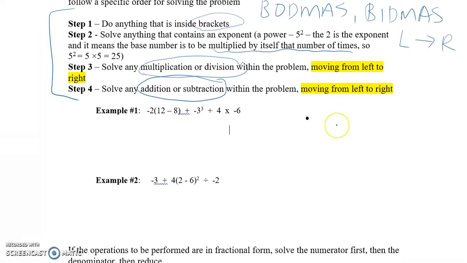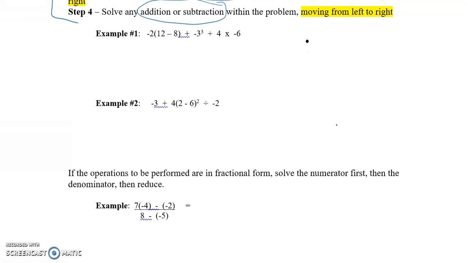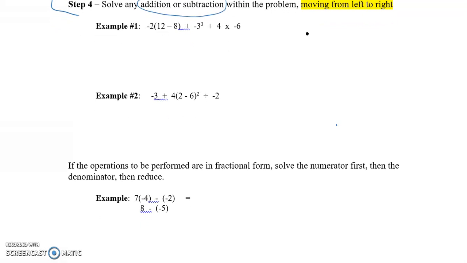Okay, so what we're going to do now is we're going to have a go at some example questions, and then I'll probably let you guys try some. So first example, we want to put an equal sign in. I'm going to leave that -2 out there. I'm going to do what's in the bracket. So 12 take away 8 is 4, plus I've got -3 cubed.